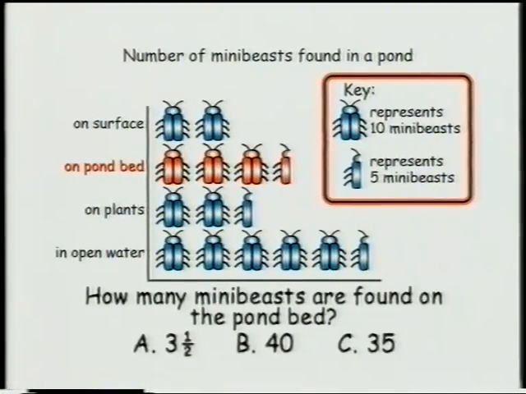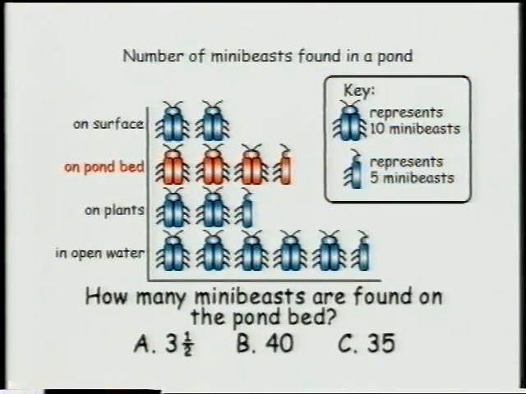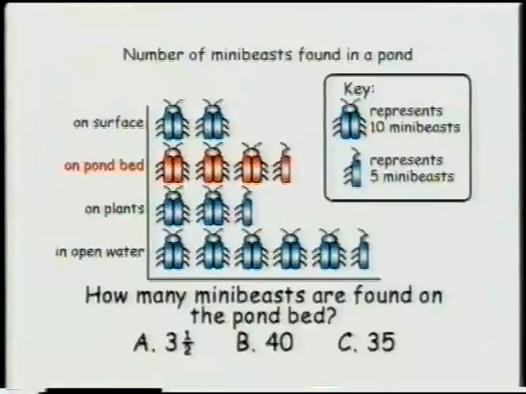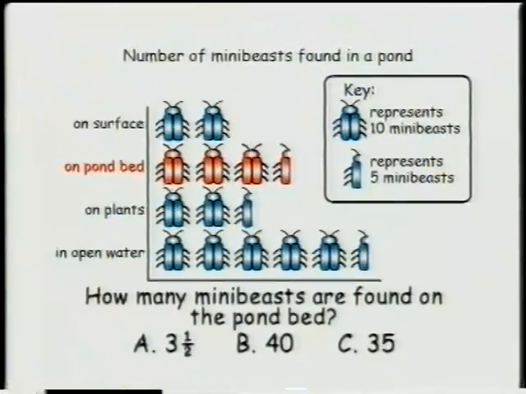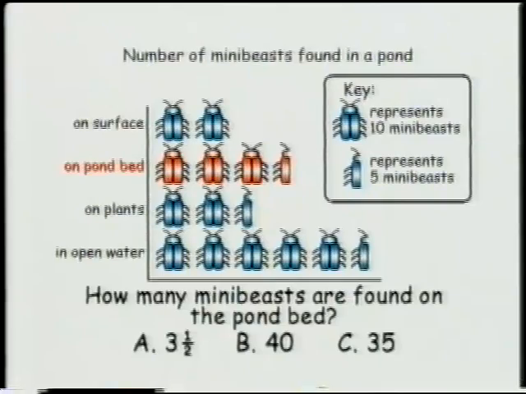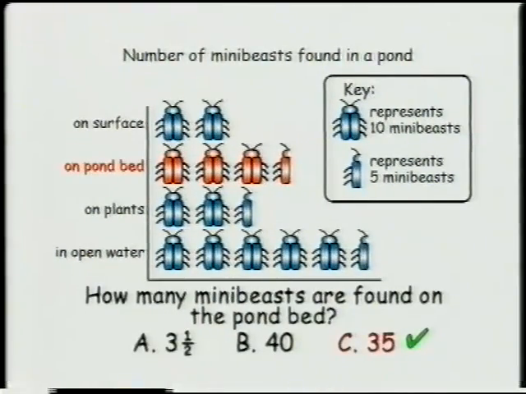The key also tells us that one picture of a creature represents 10 actual mini-beasts, and half a picture represents 5. So if we have 3.5 pictures, the 3 means we have 3 times 10 creatures, which is 30, and the half means we have 5 more. So that's 35. So the answer is C. Answer A, 3.5, is wrong because it's the number of pictures, not the number of mini-beasts.